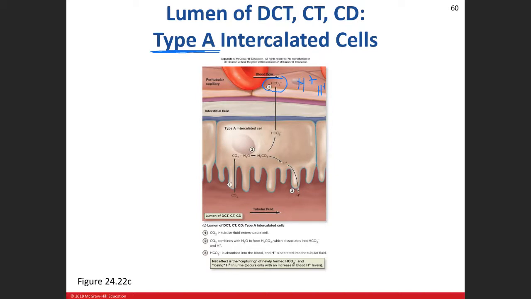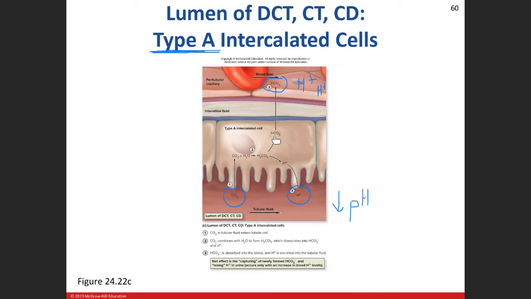Our cells, these type A intercalated cells, are going to absorb and take in as much carbon dioxide as they can from the tubular fluid. It'll enter into the cell. That carbon dioxide will combine with the water and give us carbonic acid. Carbonic acid will then break down into bicarbonate and the hydrogen ion. So the hydrogen ion gets secreted into the urine, decreasing the pH. Now the urine is more acidic.